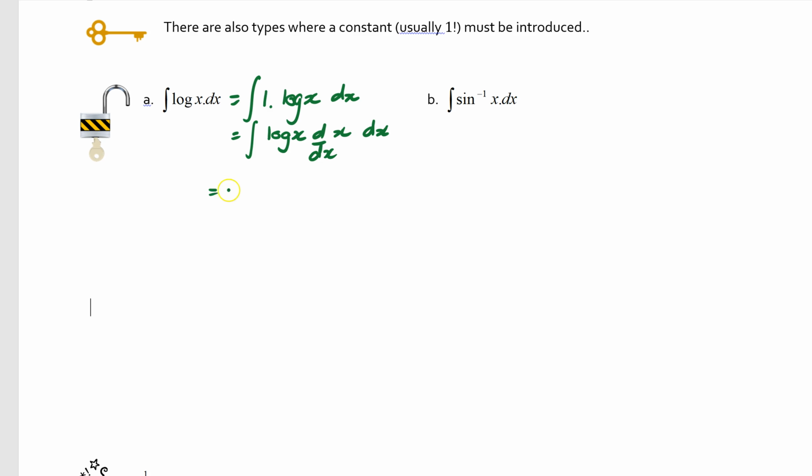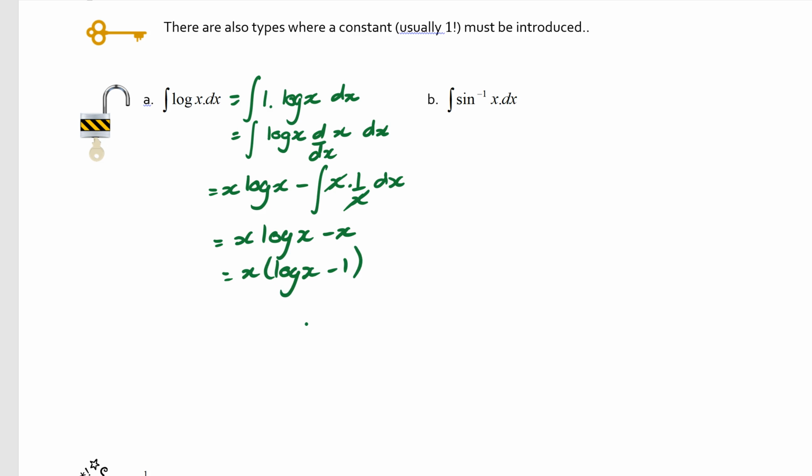So that will become x log x. This log, of course, is the natural log, so I could be writing ln. So x log x minus the integral of x times the differential of log x, which is 1 on x, if it's the natural log, dx, which of course becomes the integral of 1, which is x, so I've got x outside of log x minus x, or x outside of log x minus 1, plus c.